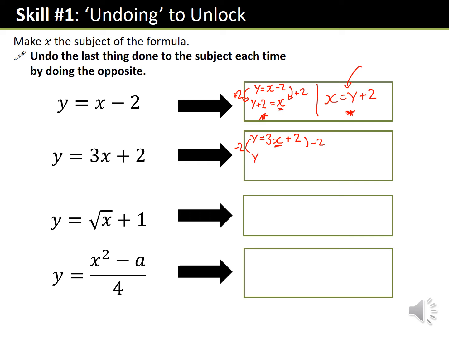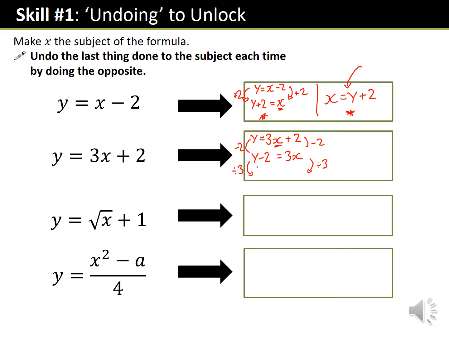So we end up with y minus 2 equals 3x. So we've got the x on its own, but there is also a 3 there, so we're going to need to get rid of that. So we've got 3 times x, so we need to divide by 3 in order to just get the x.